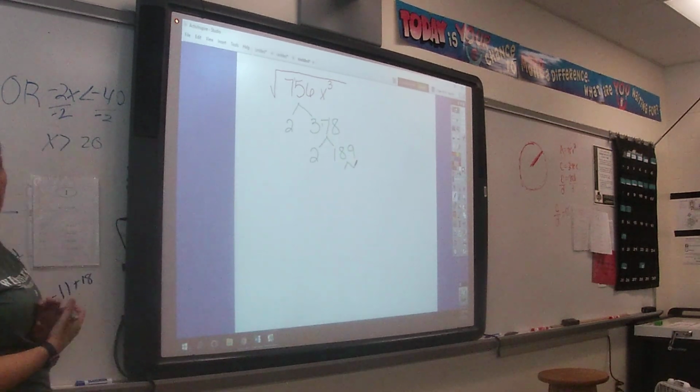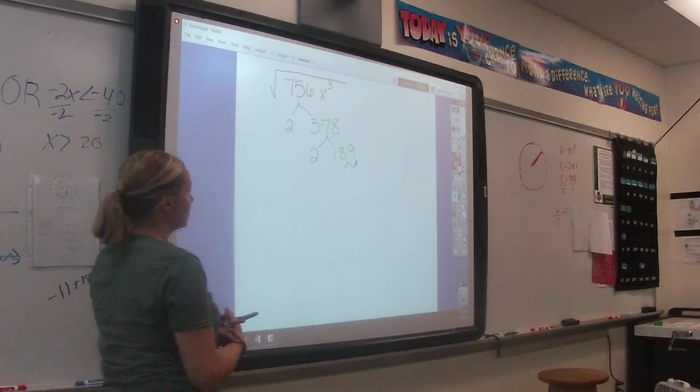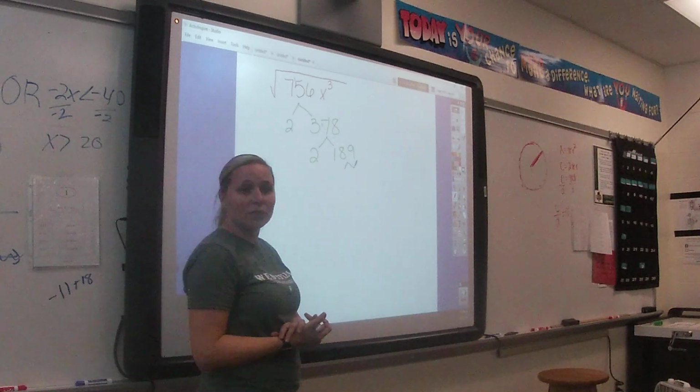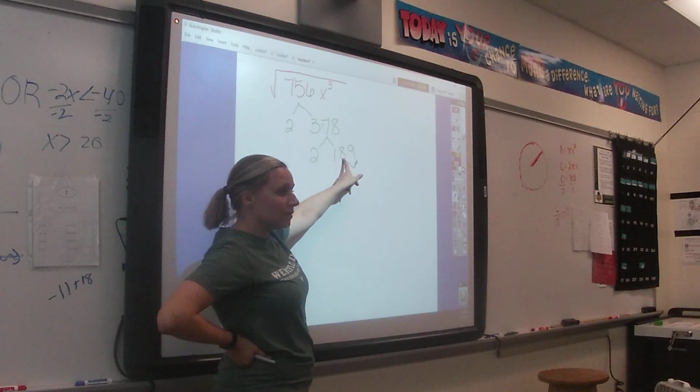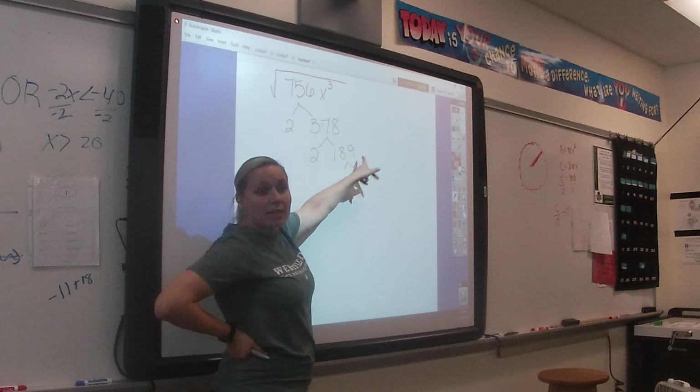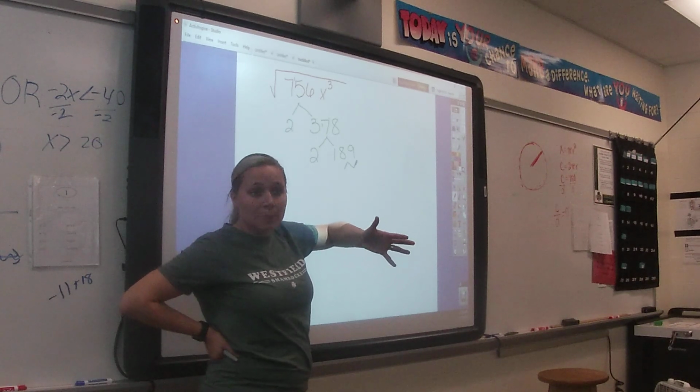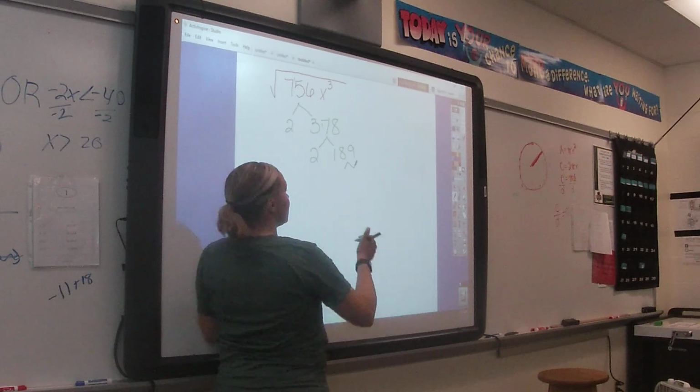What goes into 189? 3, maybe? Do we know how to tell if 3 goes into a large number? No. Add up all the digits. What's 1 plus 8? 9. And what's 9 plus 9? 18. Is 18 divisible by 3? Yes. Yes, then 189 is divisible by 3.